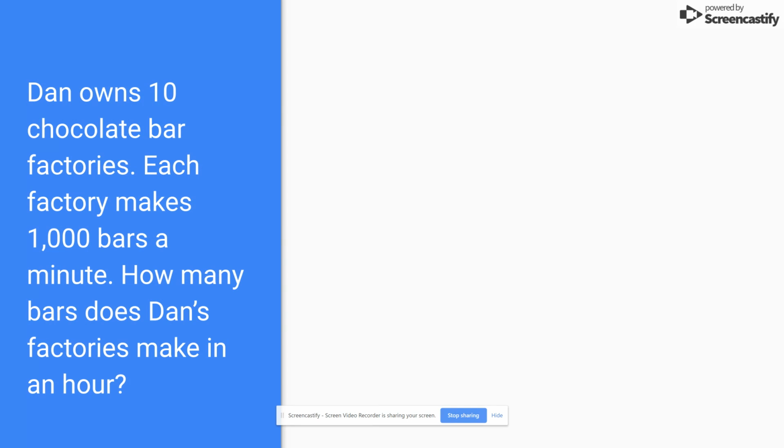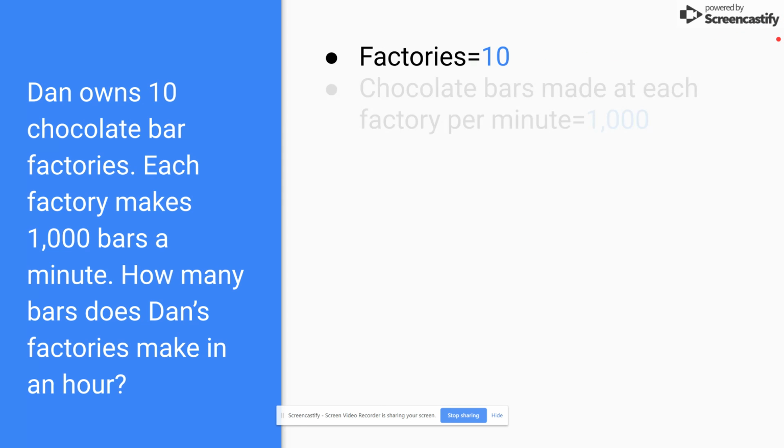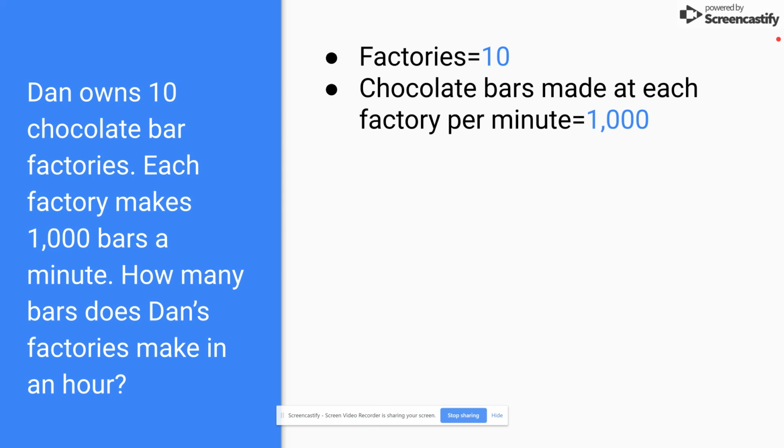All right, next question. Dan owns 10 chocolate bar factories. Each factory makes 1,000 bars a minute. How many bars does Dan's factories make in an hour? So what do we know? First of all, we know that Dan owns 10 factories. So, like before, write down 10 in your guided notes. We also know that the amount of chocolate bars each factory makes per minute is 1,000.